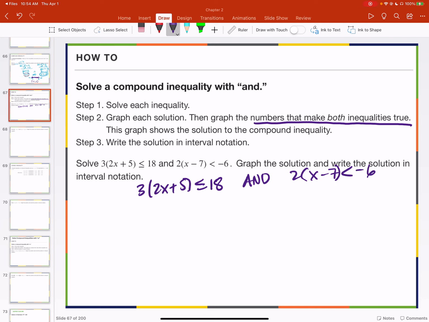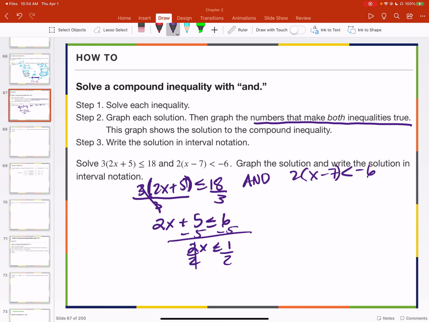Usually we would distribute and then go ahead and do that. But in this case, I noticed that 3 divides into 18. So isn't this just 3 times this quantity? So I can divide both sides by 3 here, and I get 2x plus 5 is less than or equal to 6. Subtract 5, 2x less than or equal to 1, divide by 2. So the first condition is that x has to be less than or equal to 1/2. Okay, so that's one of them.